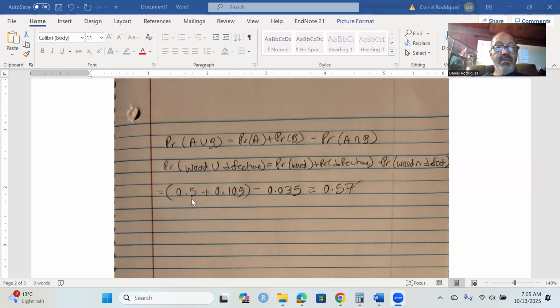So the probability of being wood is 0.5. The probability of being defective is 0.105, minus the probability of being wood and defective, 0.035. We get 0.57, which is the answer that we should have gotten. So there was clearly a misreading of the question that threw everybody off. So this is a quick little exercise. Hope this is helpful.